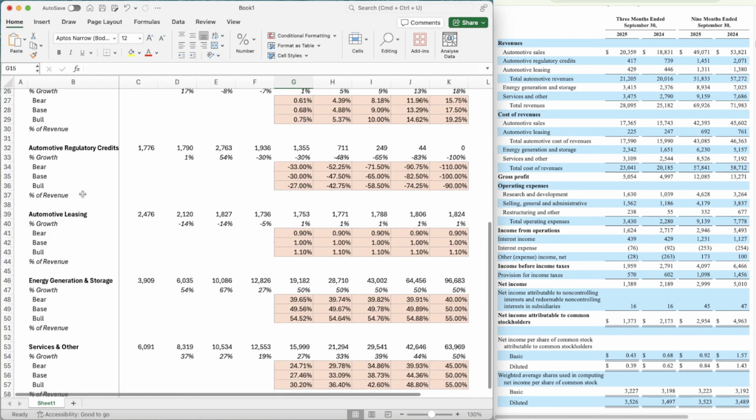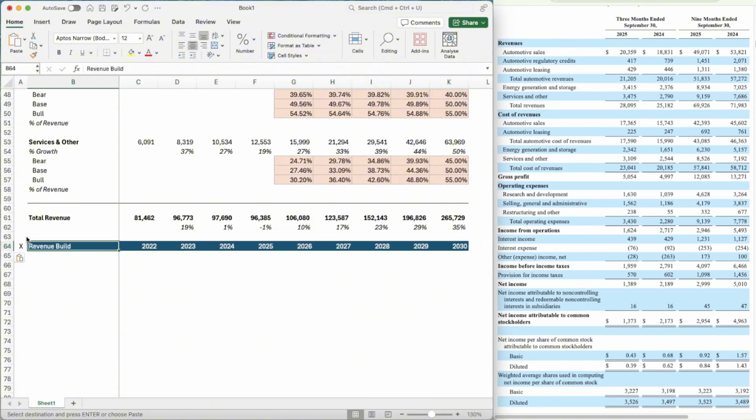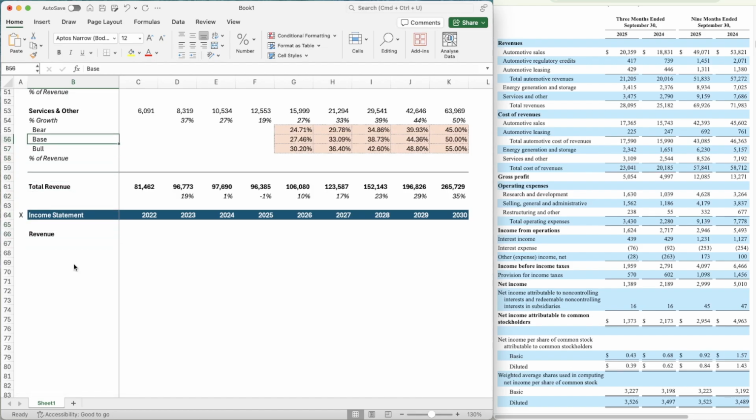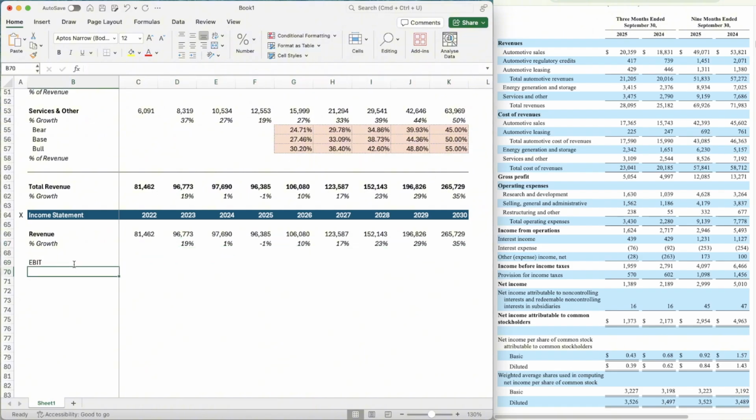Okay, let's do that. We want to build the income statement now. We start with revenue, and make sure you put this equal to what we've just calculated up here. Pull it along. Do the same here. Then we want EBIT, and we want to know what the EBIT is as a percentage of revenue. That's your EBIT margin.